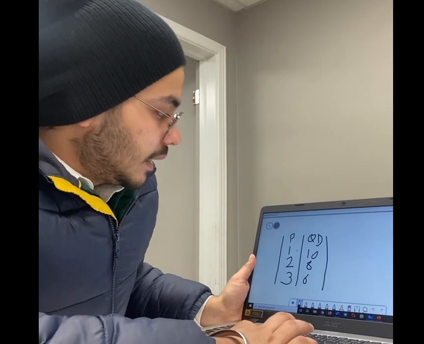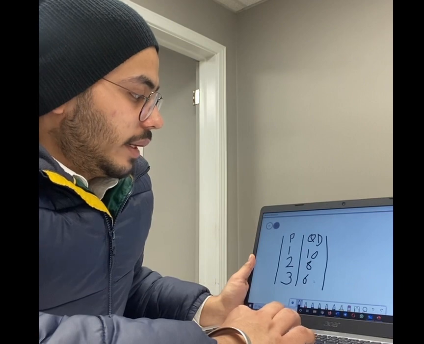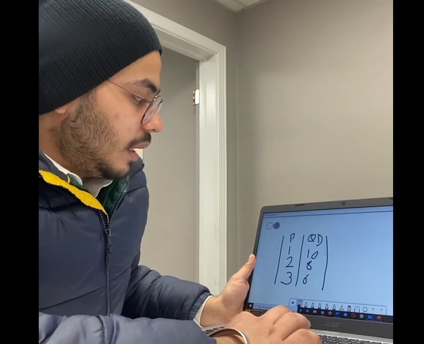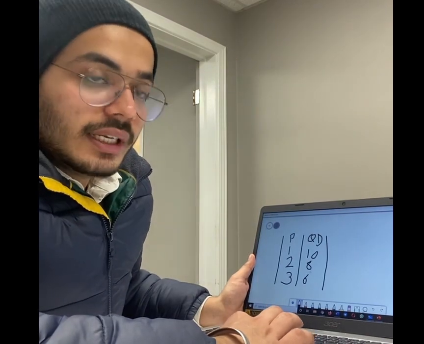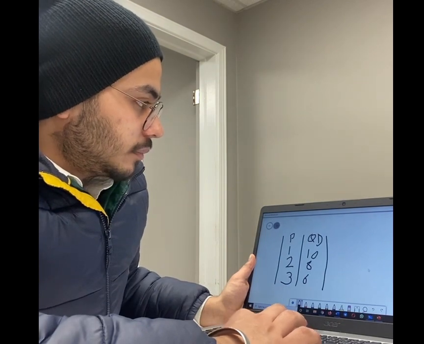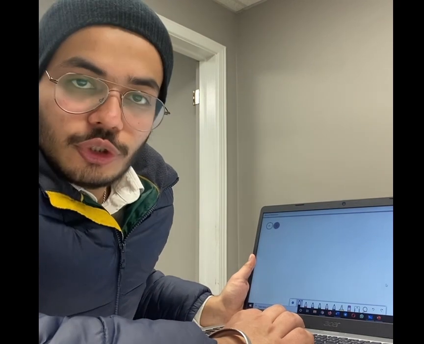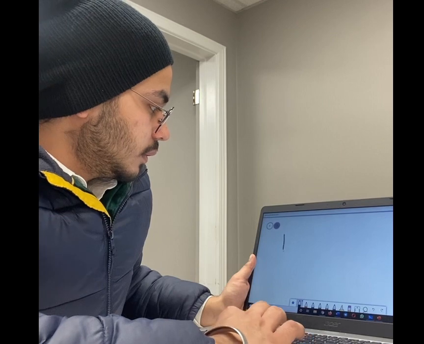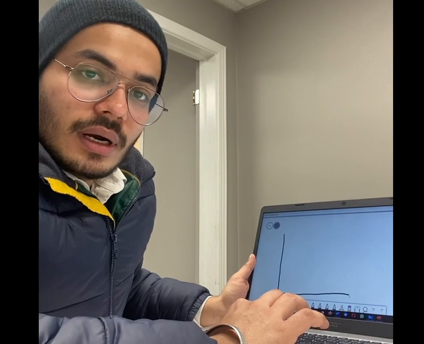So here we can see clearly, if the price is increasing, the quantity demanded is decreasing. Where earlier the price was less, people were demanding more, and when the price keeps on increasing, the quantity demanded keeps on decreasing. And now I'll prepare the demand curve. So here we go. This is the demand curve.